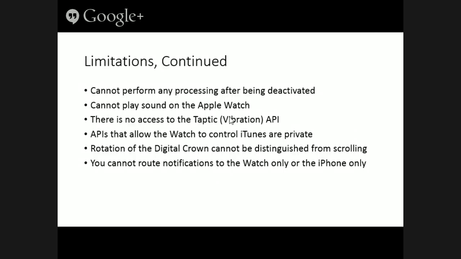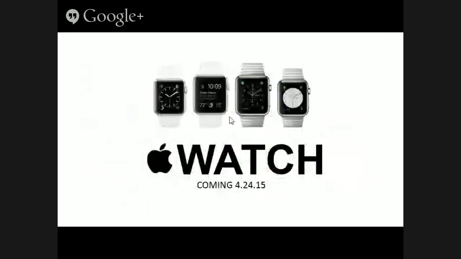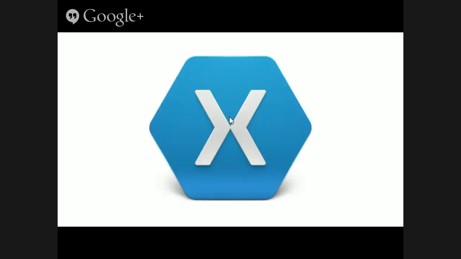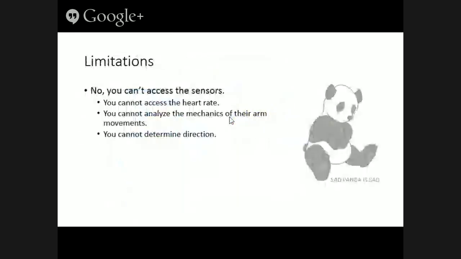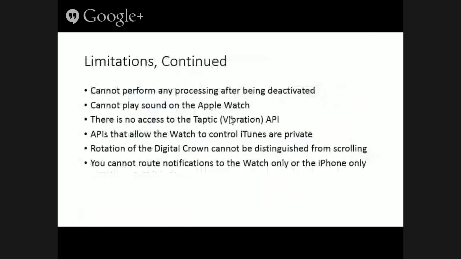This is the digital crown right here. It allows you to scroll, and then you can scroll by swiping. But you can't tell the difference. I guess you could do something cool with the digital crown versus the regular scrolling, but it doesn't let you distinguish the two.